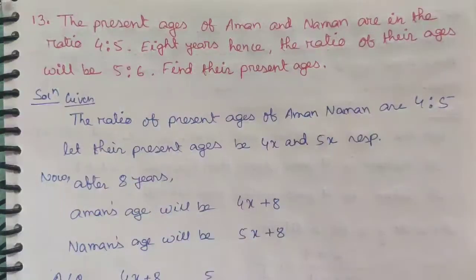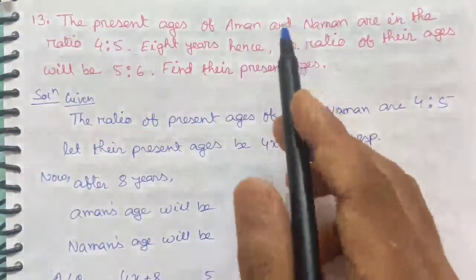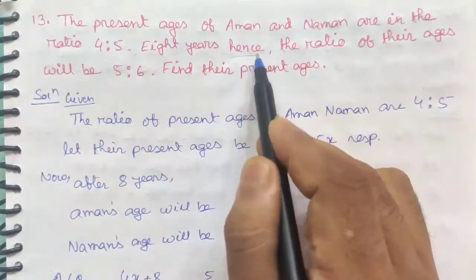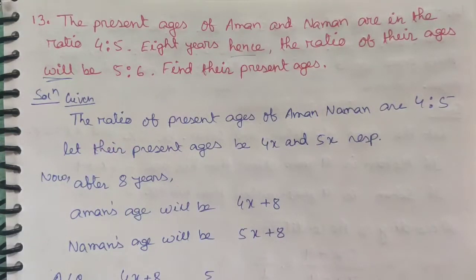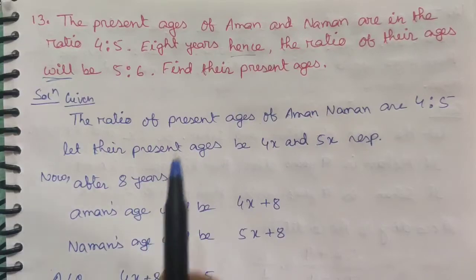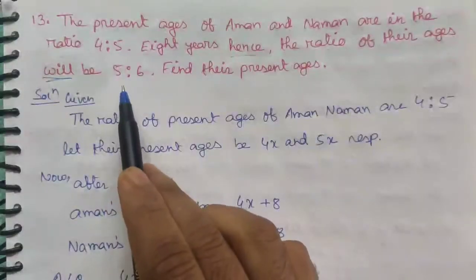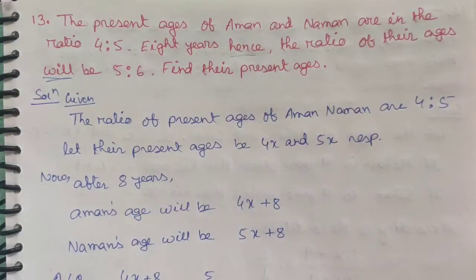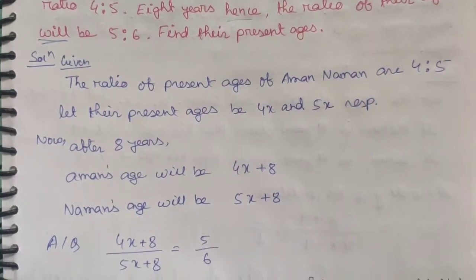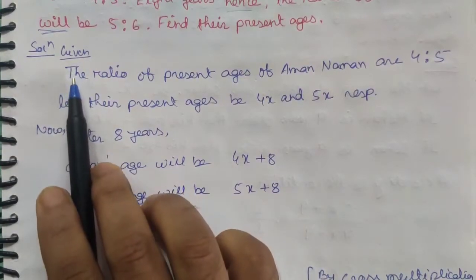Now 8 years hence means 8 years after. Hence means after. If you forget the meaning of hence, then you will get "will". Will means what? Future, right? So after 8 years, the ratio of their ages will be 5:6. Now what we have to find? We have to find their present ages.